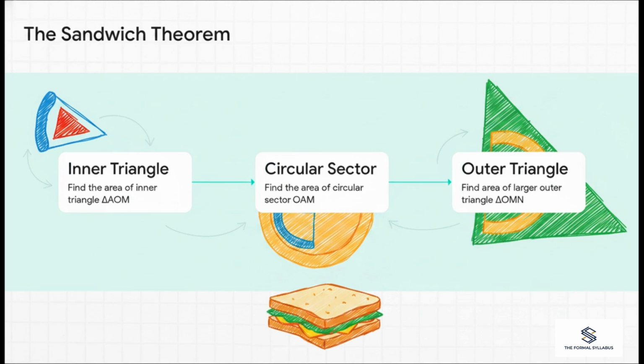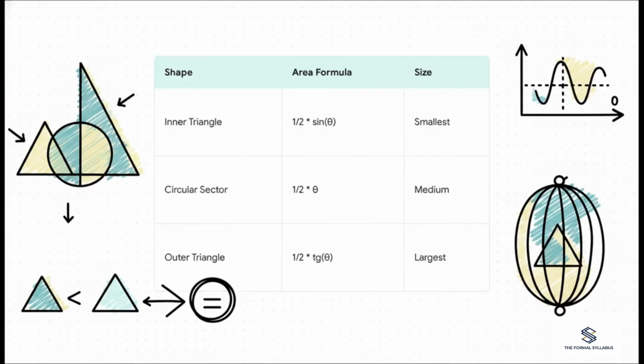Step 1. We take a small inner triangle that fits entirely inside the sector. Step 2. We take the circular sector itself, the pizza slice. And step 3. We build a large outer right triangle that completely covers the sector from the outside. And here's how that visual sandwich transforms into some absolutely brilliant algebra.